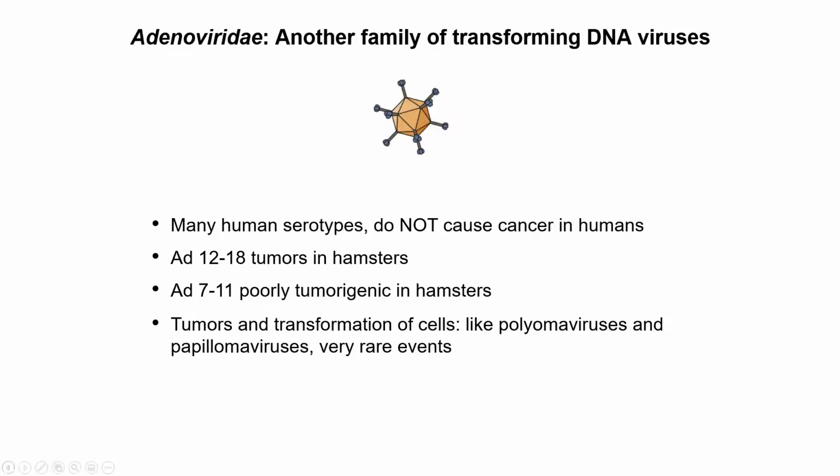So one of them is adenovirus. Many serotypes do not cause cancer in humans. Types 12 to 18 can cause it in hamsters. Adenovirus 7 is poorly tumorigenic in hamsters. And tumor transformation of cells, like with the polyomaviruses and papillomavirus, are very rare events. We are going to see why this happens. Remember that it doesn't cause cancer in humans, but in hamsters, and that is very important, hamsters or mice.